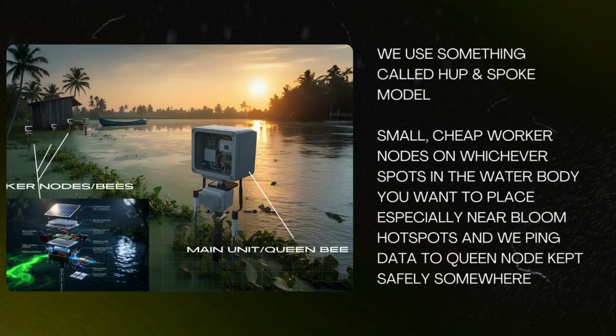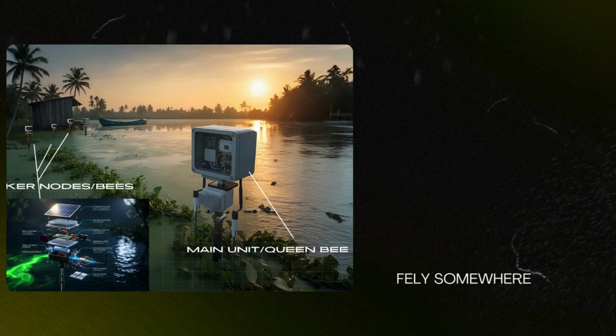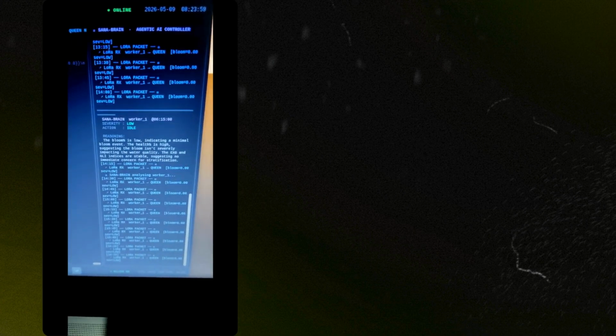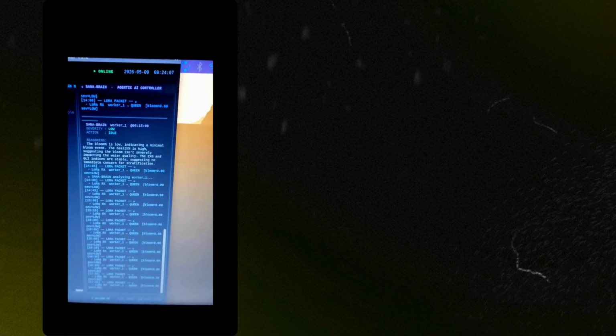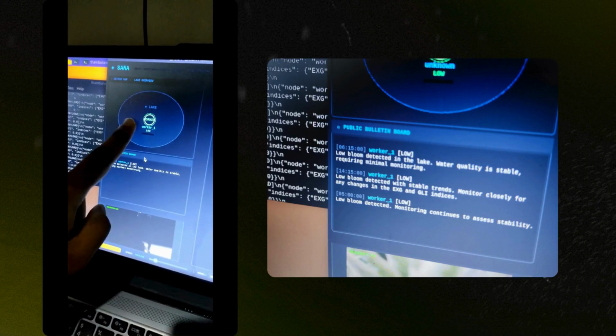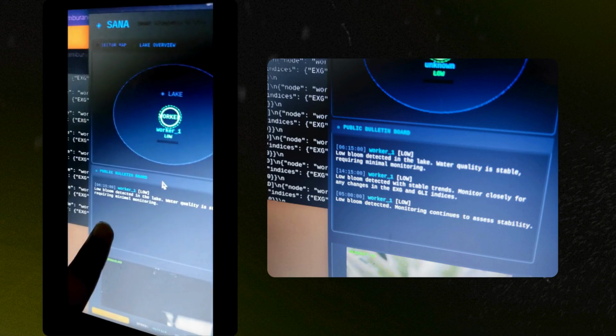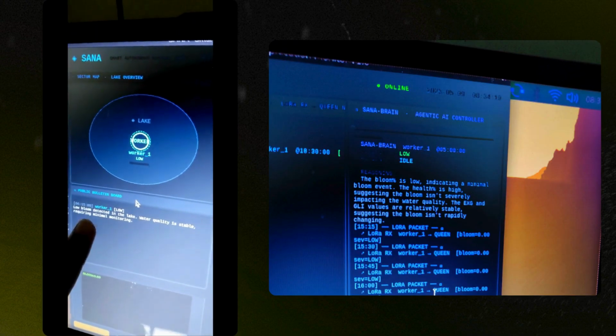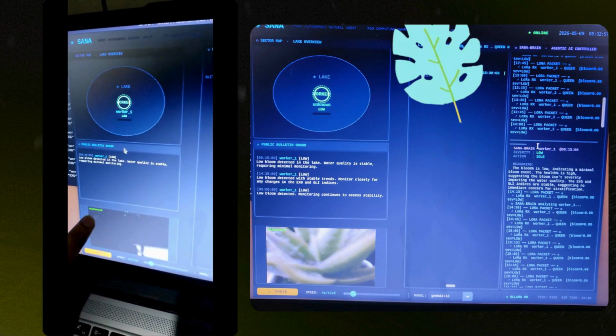Now let's take a look at the software that we are dealing with. And after that, I will be showing you the hardware. So look at this, guys. The bloom is low, indicating a minimal bloom event. The health is high, suggesting the bloom isn't severely impacting the water quality. The EXZ and GLI indices are stable, suggesting no immediate concern for stratification. And also look at this, a single worker node and a queen node, and its health status. Look at that, that's a public bulletin. Low bloom detected in the lake, water quality is stable, requiring minimal monitoring. So this is the live stream from the camera.